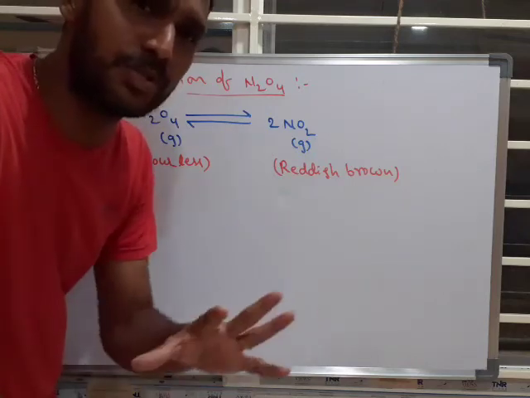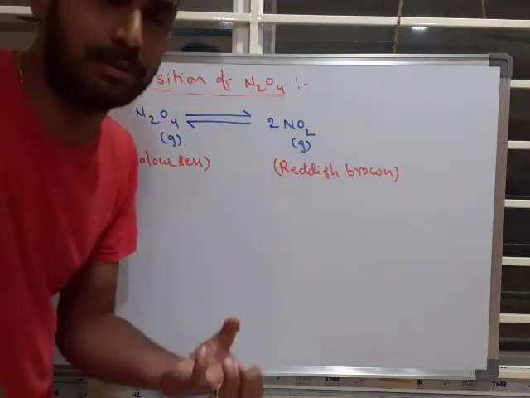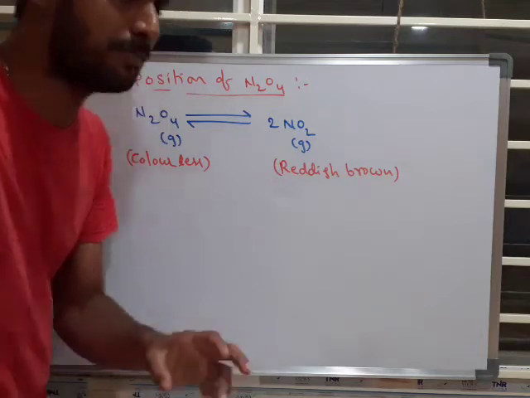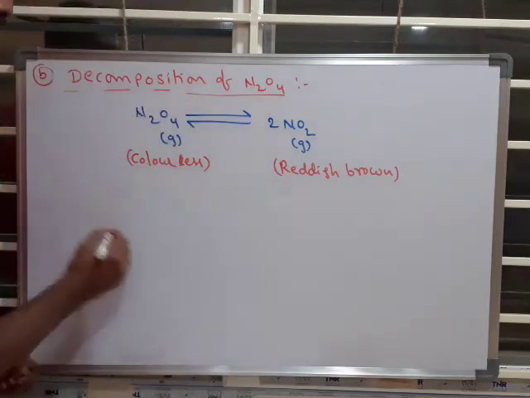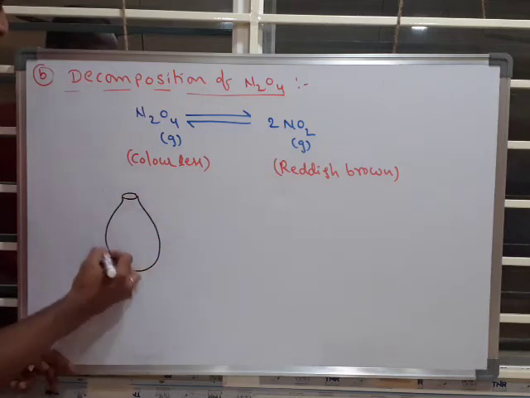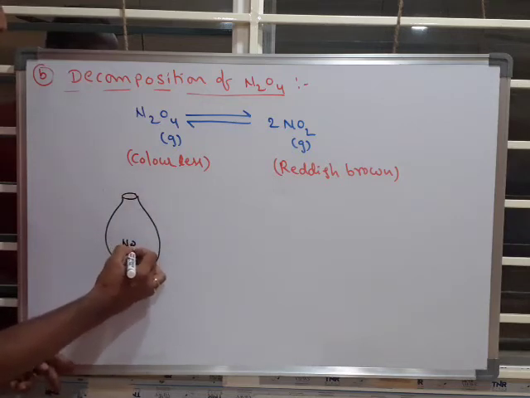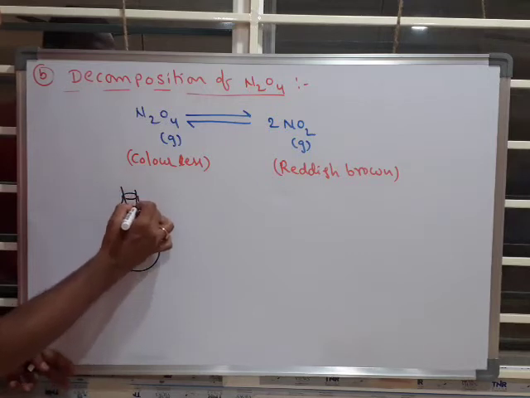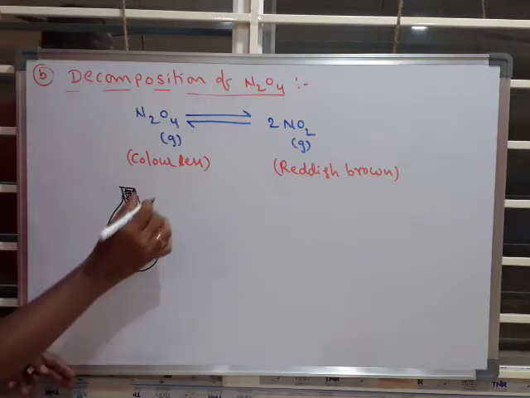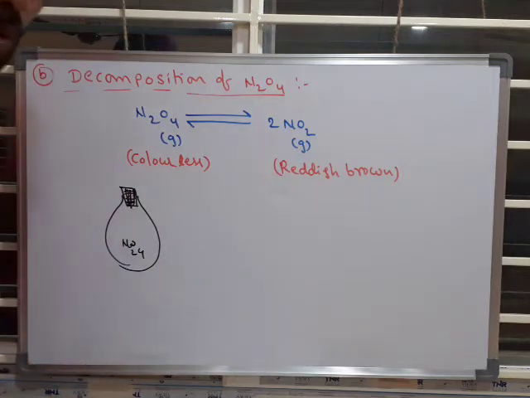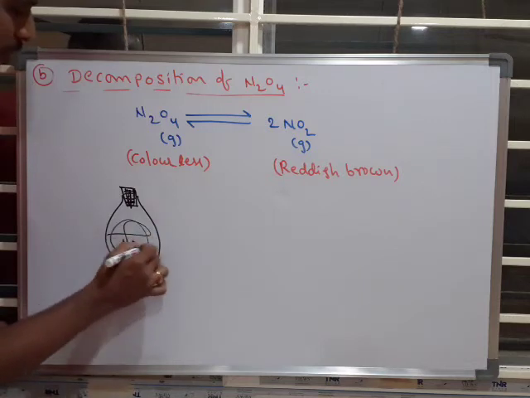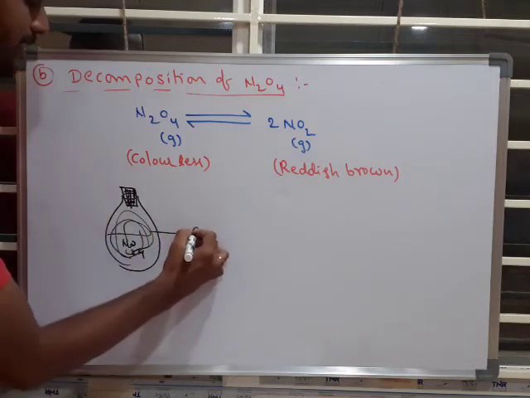So we observe it starting in a glass bulb, one type of apparatus. In the glass bulb we take N2O4, which is perfectly closed. We already know that any equilibrium, the reversible reaction, generally takes place only in closed vessels. Let us take N2O4.